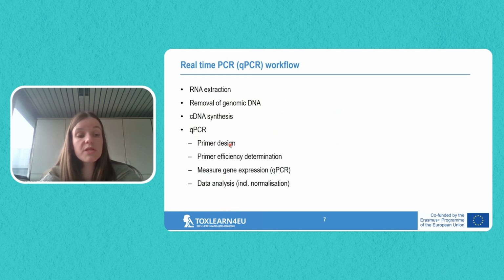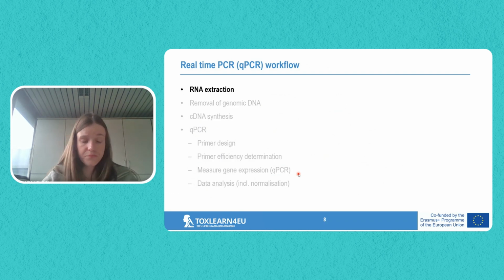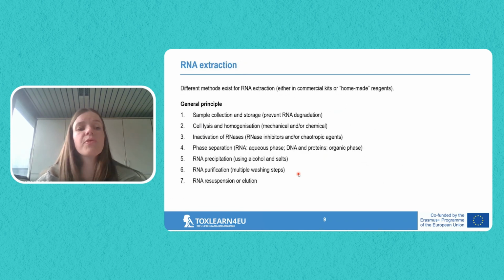Before you can do this, you first need to design primers, and you will also need to determine the efficiency of these primers. These are things we will see in the following lectures. And then you can actually measure the expression of your gene of interest using qPCR. And of course, at the end, you also have to perform data analysis and also normalize the data. And this is also something we will discuss in one of the following lectures. So we will now go through each of these steps in more detail, starting with the RNA extraction.